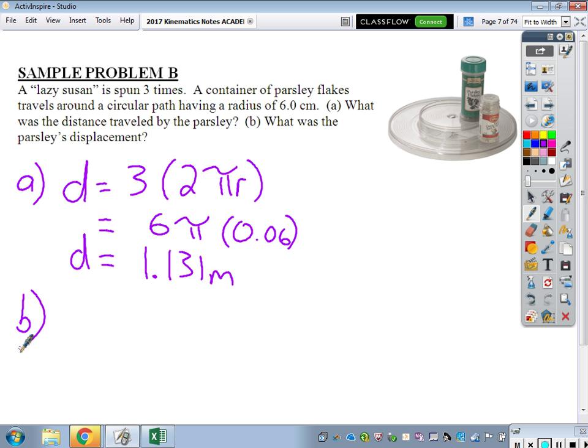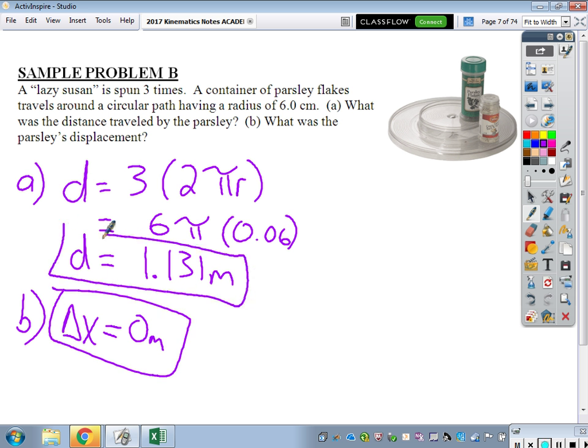For part B of this, what is the displacement? What is it? 0 meters. Good. Why is it 0? Its finishing point is exactly where it starts. In the same way Wes can run around some bases, here parsley flakes end up exactly where they started, so the displacement will be 0.